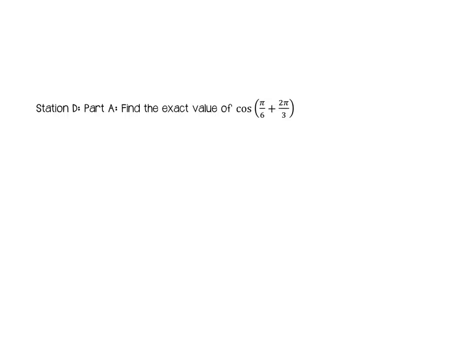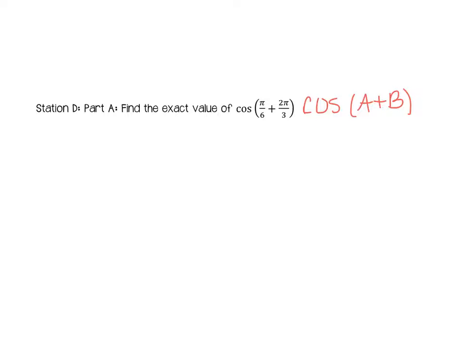We've been asked to find the exact value of the cosine of pi over 6 plus 2 pi over 3. Okay, well, I'm going to go to my formula sheet, and I am going to use the formula cosine of a plus b. Okay, and I'm going to pull that directly off my formula sheet. I don't have to memorize that.